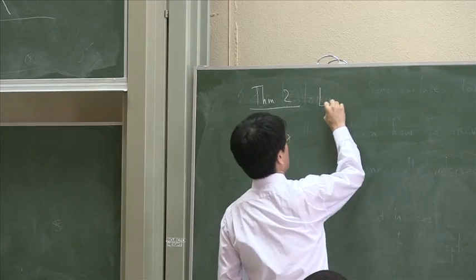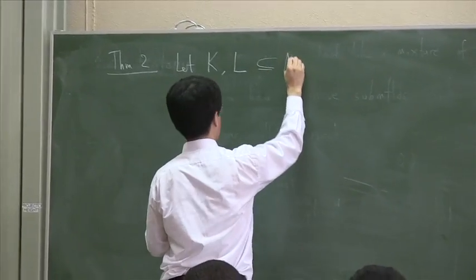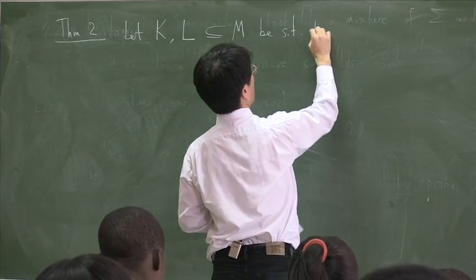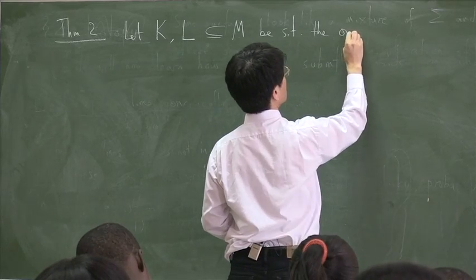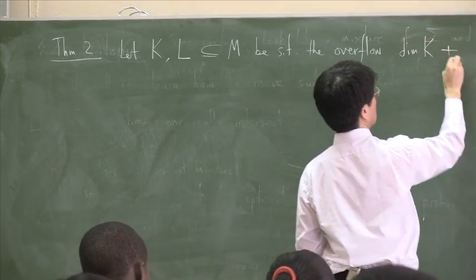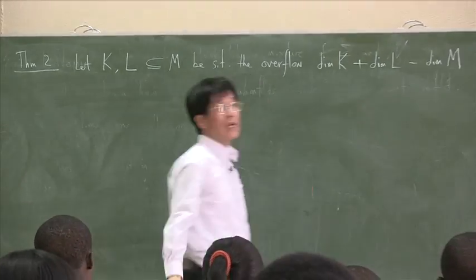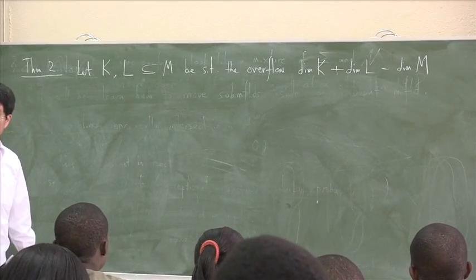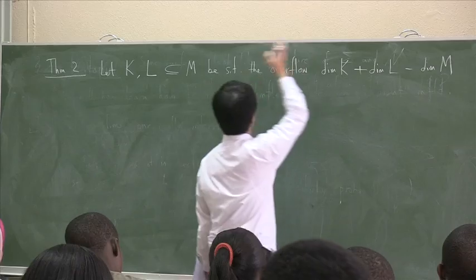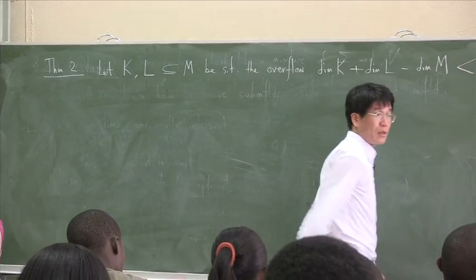So imagine that you have two submanifolds, K and L, inside M. They're such that their overflow, which I'd like to remind you of, is dimension K plus dimension L minus dimension M. That's the overflow. Now, do you remember in the static case, overflow had to be strictly negative in order to avoid intersection. In other words, strictly less than 0.